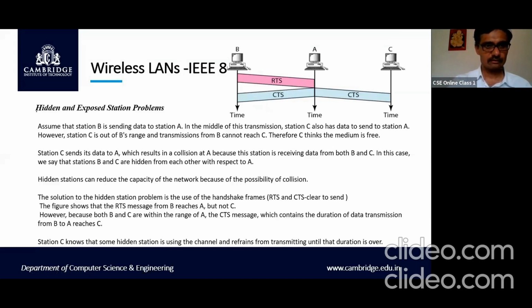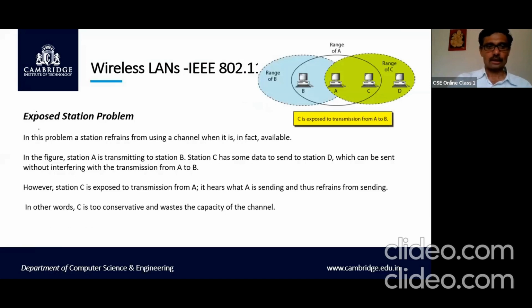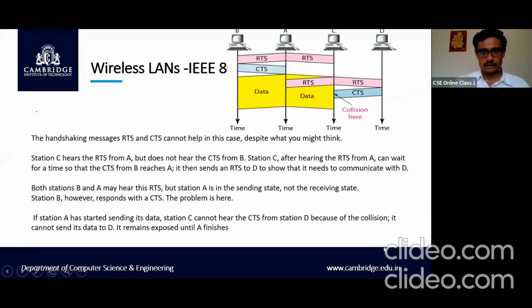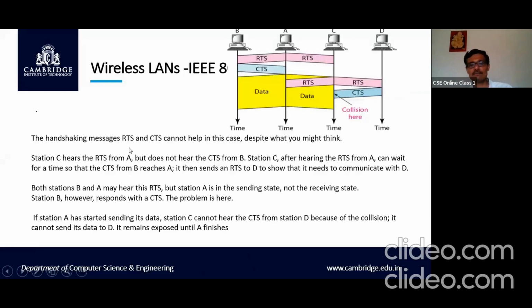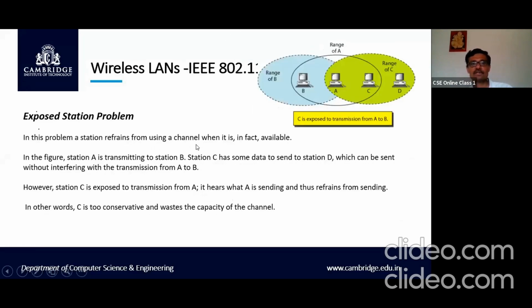So this is how the hidden station problem is solved. Now, exposed station, how is this solved here? In this case, even though a station can send the data, it is stopped or refrained from using the channel, even though the channel is available here.